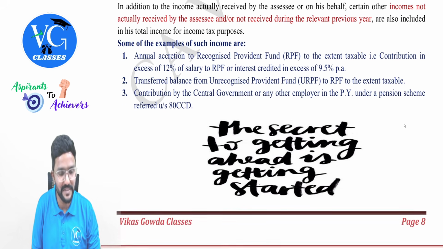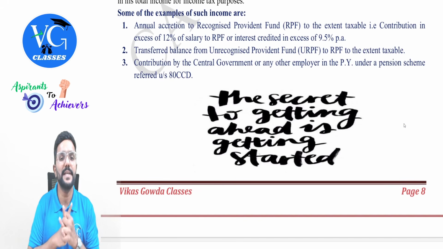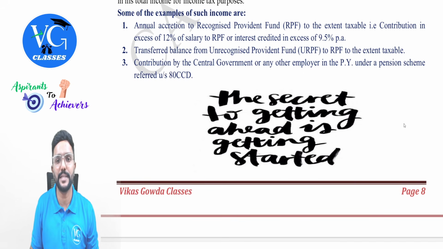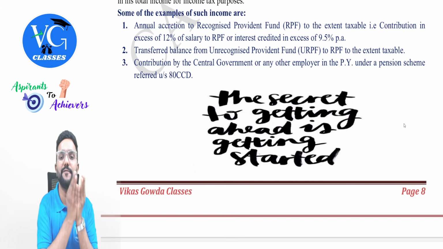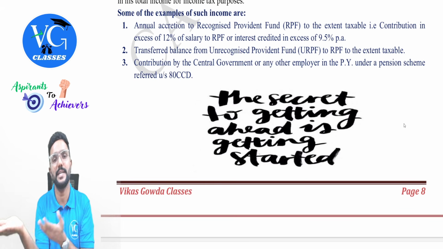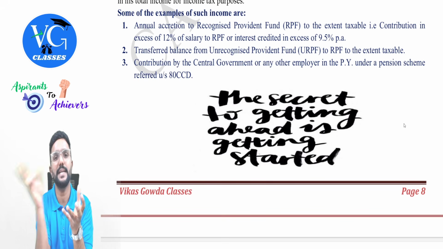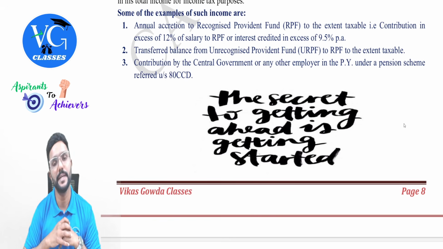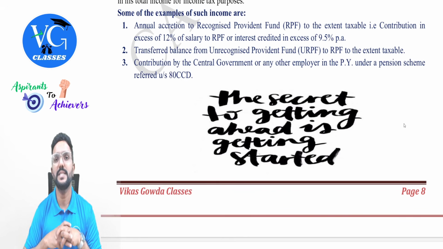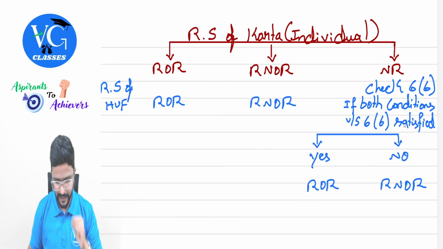Sir, how is it? I have given some examples. Some of the examples of such incomes are annual accretion, that is employer contribution to recognized provident fund to the extent it is taxable. Transferred balance from unrecognized provident fund to recognized provident fund, because when a balance is transferred, whatever amount is getting transferred will be taxable in the hands of the employee, guys. Then employer contribution, that is the central government or any other employer, to the national pension scheme of the employee. Let me try to explain this with an example, guys.